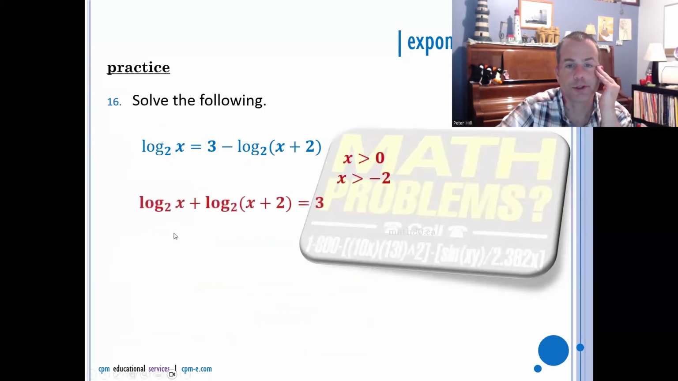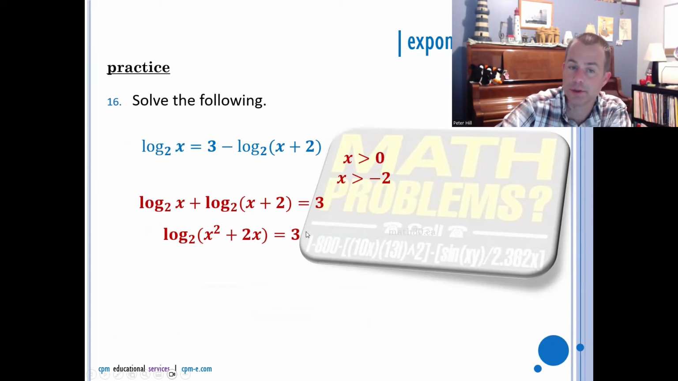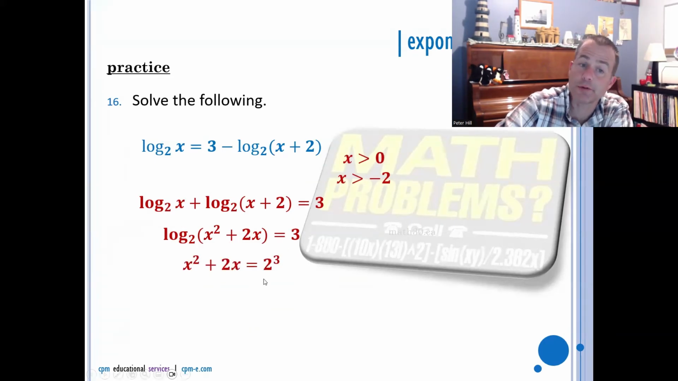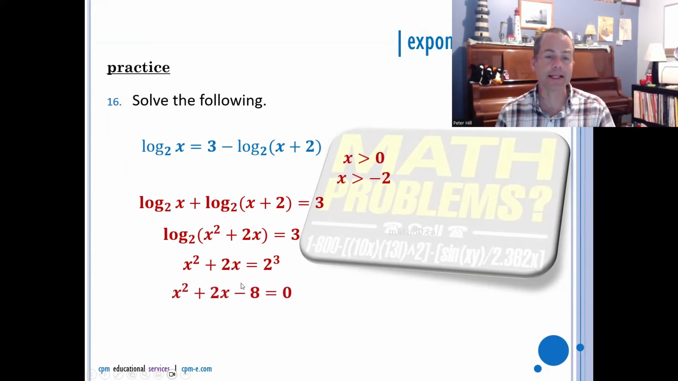So we've dealt with the restrictions. I brought that over. And now I'm going to smush them together to make a single log. So I can deal with the single log by multiplying the separate ones together. So that's where the x squared plus 2x comes from. I'm now ready to switch this to exponential form. So the base becomes the base, 2 to the 3 equals x squared plus 2x. 2 to the 3 is 8. I'm going to bring it over, and hey, I got a cute little quadratic to solve. Two numbers that multiply together to give me -8 and add together to give me 2. That would be, what, 4 and -2.